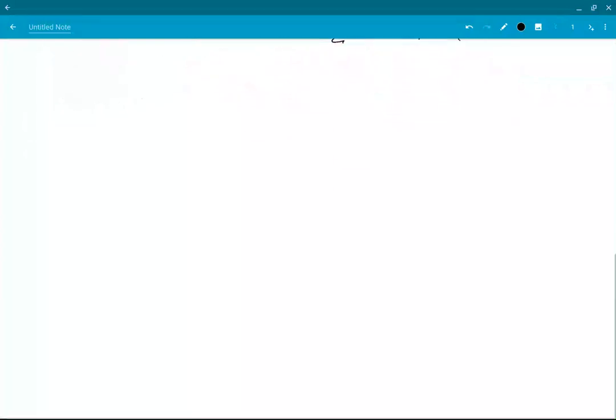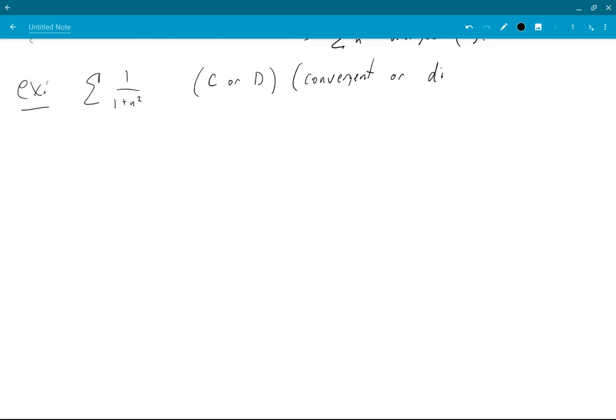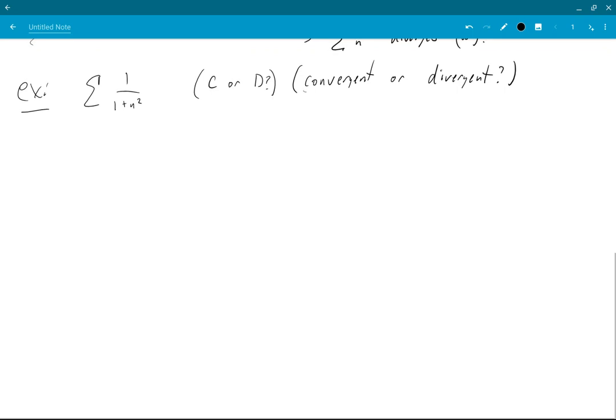Okay, some examples. Scroll, scroll, scroll. Example. Summation 1 over 1 plus n squared. And the question is C or D? Convergent or divergent? So C or D.